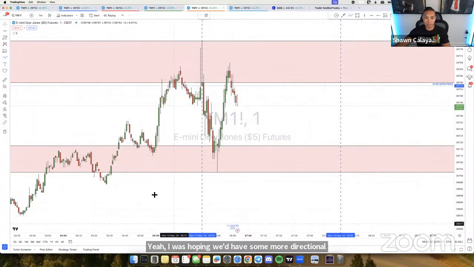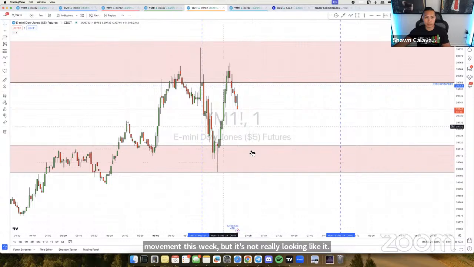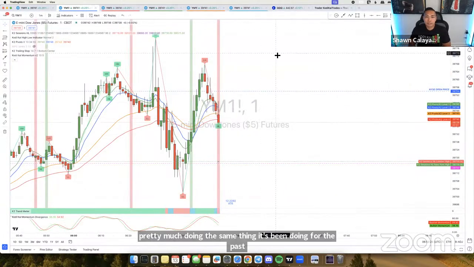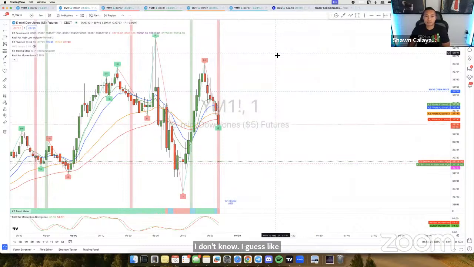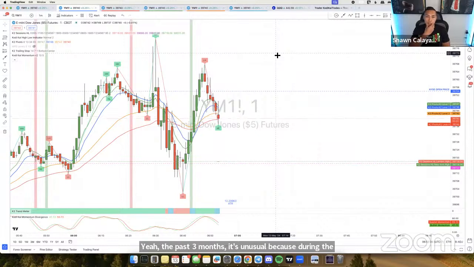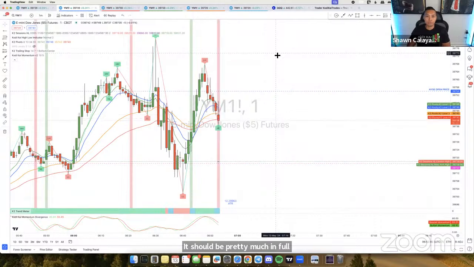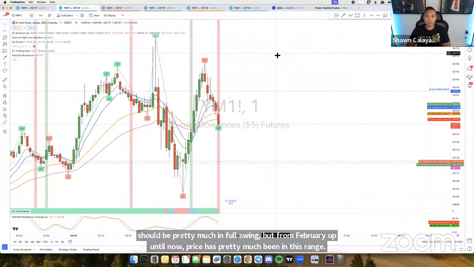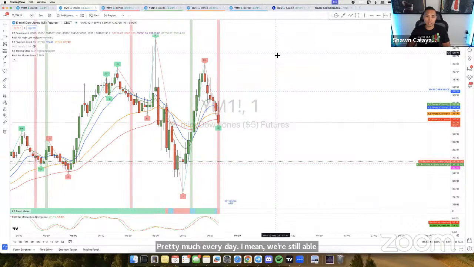Price is pretty much doing the same thing it's been doing for the past, I guess, like the past 3 months now. It's unusual because during the springtime, market should be moving very volatile. It should be pretty much in full swing, but from February up until now, price has pretty much been in this range every day. I mean, we're still able to catch trades during this range, but it sucks because there's only like 1 or 2 trades a day, right?